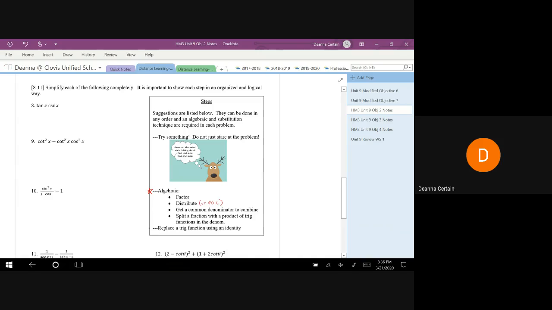And then the final thing to always be keeping in the back of your mind are those trig identities. If you see a sine squared, could you replace it with 1 minus cosine squared? Secant squared, could you replace it with 1 plus tangent squared? That kind of thing. Okay?